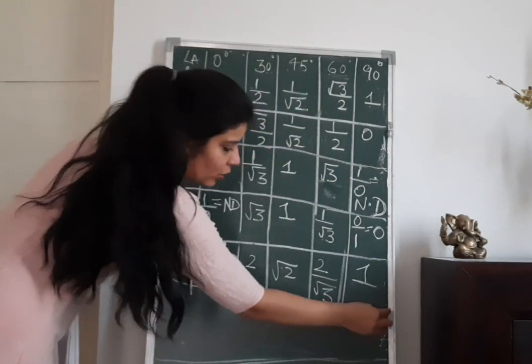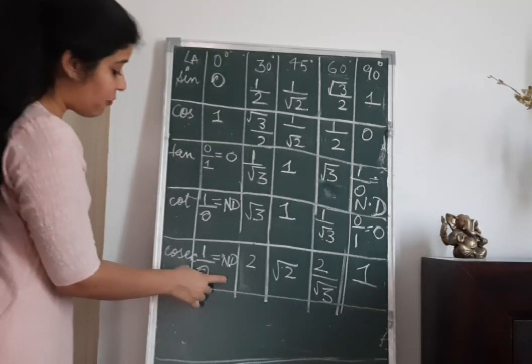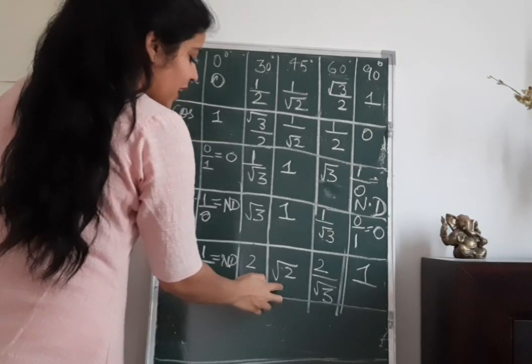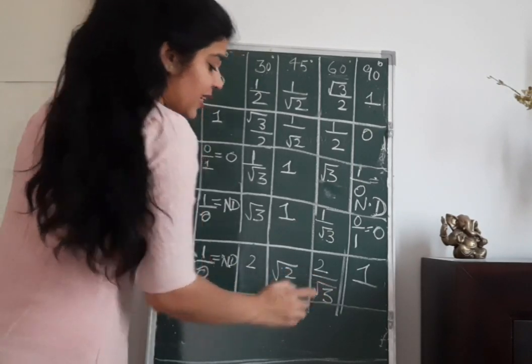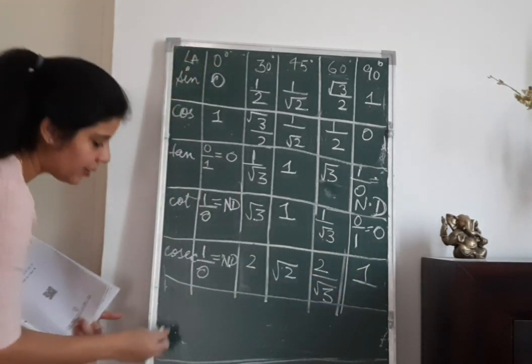This is how I find out the value for all the cosec, that is cosec 0 degree equal to not defined, cosec 30 degree equals 2, cosec 45 degree equals root 2, cosec 60 degree equals 2 upon root 3, and cosec 90 degree equals 1.